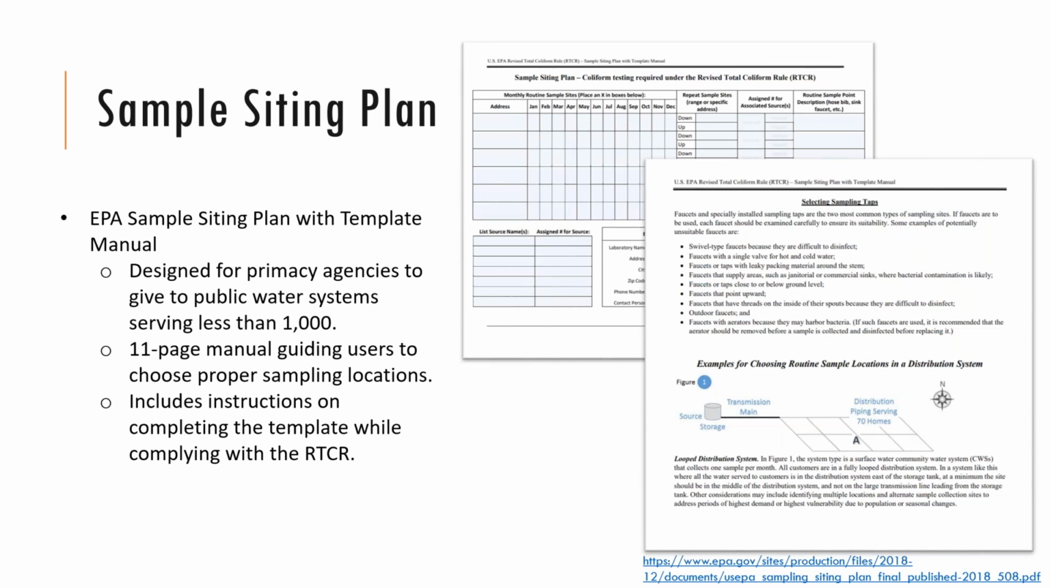For example, if they have 2 distribution systems, or if they're a campground, the manual recommends what would be the best location to choose for their sample. The manual also recommends having alternate sampling locations to account for highest demand or vulnerability due to population change or seasonal changes. Exercises like these are very useful in developing a sample siting plan, and it's a good idea, if you're working on updating your plan or building a new plan, to check these resources to make sure that the sample siting plan that you're submitting is complying with the RTCR and provides a good sampling location.